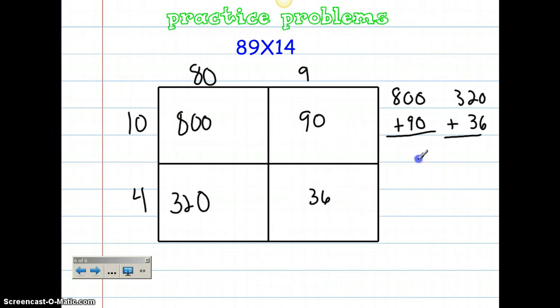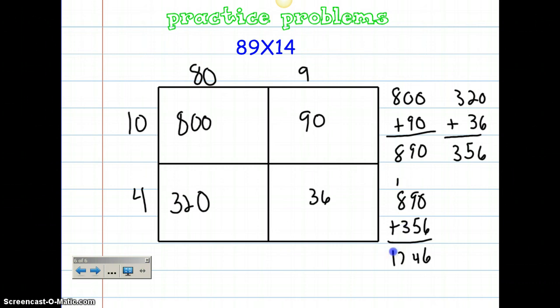When I add those two up, I get 356 and 890. Now I'm going to take 890, and I'm creating this new problem down here. This is a very good practice. I suggest you try it. Then I'm going to add the 6. 9 plus 5 is 14. Carry the 1. 8 plus 1 is 9 plus 3 is 12. So 89 times 14 is going to be 1,246. So this is our partial products way of multiplying.